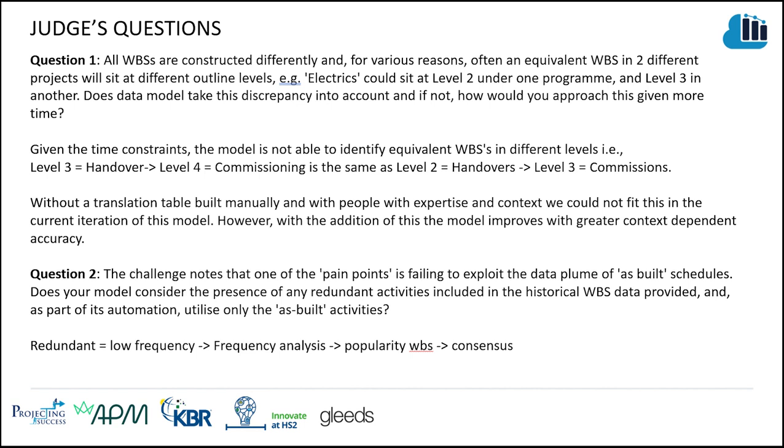Great question. Given the time constraints, the model is not able to identify equivalent WBSs in different levels, i.e. level 3 is equal to handover, and then level 4 of that is commissioning, which would also be the same as level 2 being handovers and level 3 being commissions. While slightly different, they're semantically exactly the same. But without a translation table built manually and with people with expertise and context, we could not fit this in the current iteration of this model. However, with the addition of this translation or reference table, the model would improve greatly.